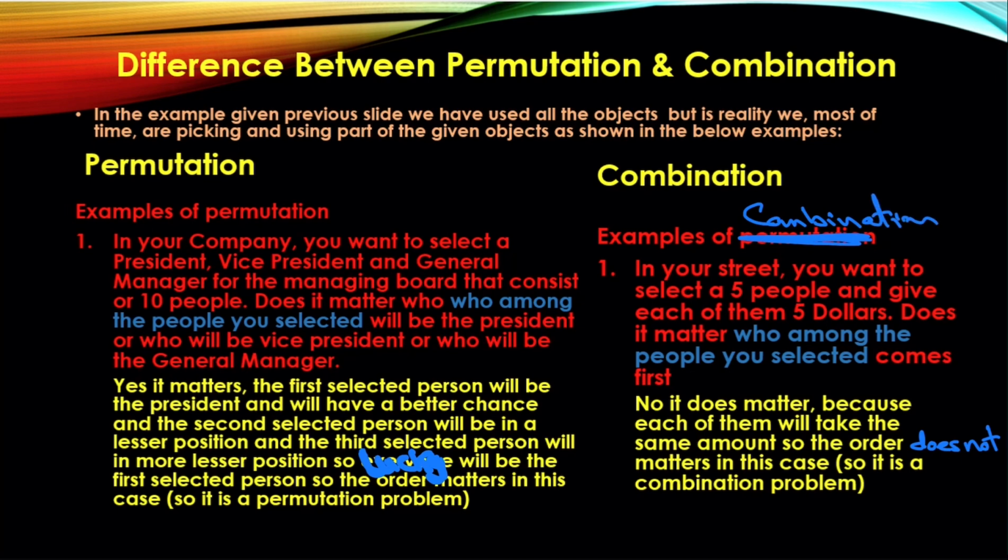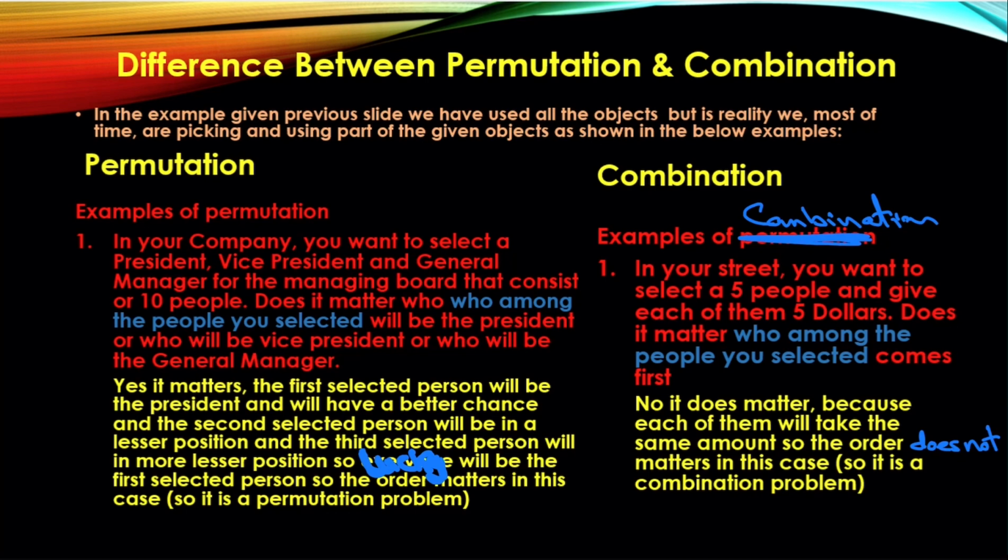So here, in your street, you want to select five people and give each of them $5 from the street. So every one of the selected team will be getting $5. Does it matter who will get first? As far as any of them will get $5, it doesn't matter. At the end of the day, once he is selected, he will get the five.